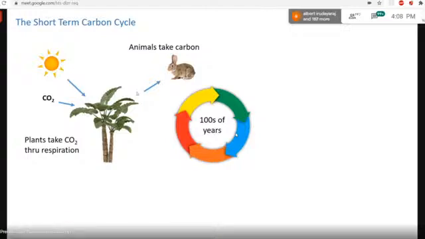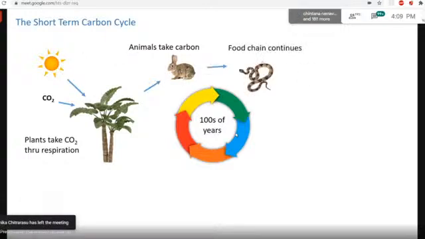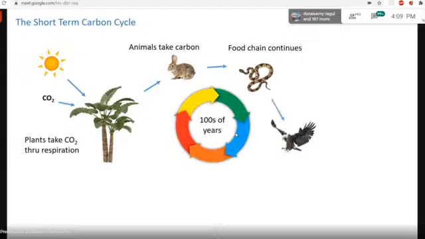When animals eat the plant, the energy goes into the body of the animal. So the animal is actually taking the energy from the sun through the plant. And then the food chain continues. Another animal eats that, and the energy goes into this animal in the form of sugar or carbohydrate. The food chain continues.